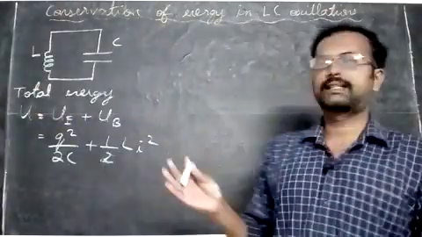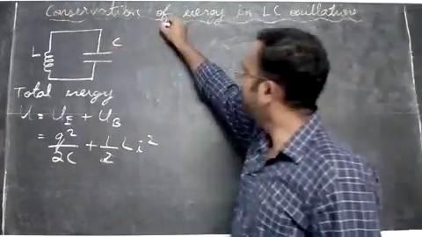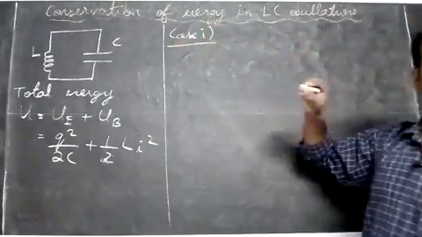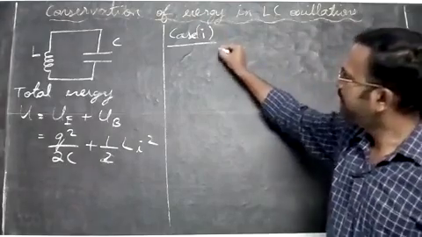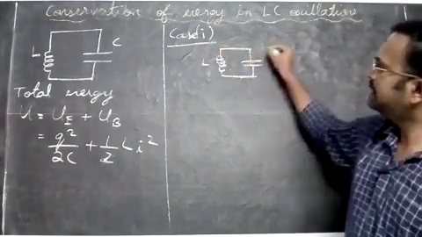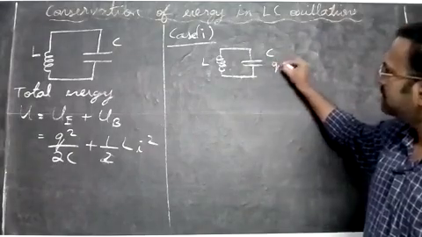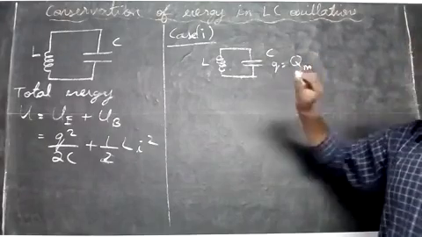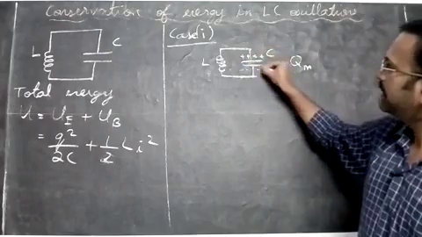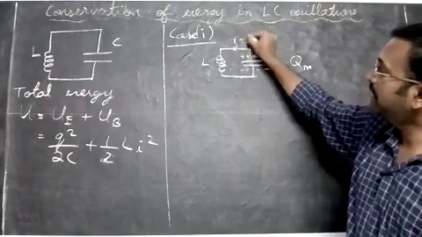Now let's see. We have three cases here. In the first case, we'll see whether the capacitor is fully charged. In case 1, we have the coil and the capacitor, L and C. Imagine the capacitor has a full charge. Its Q is equal to capital QM, the maximum charge. Four positive charges and four negative charges are there. It's fully charged, but the current in this case will be equal to 0. There is no current here.